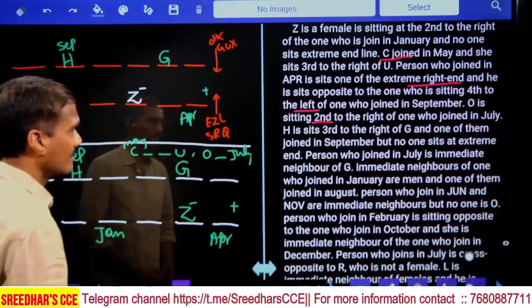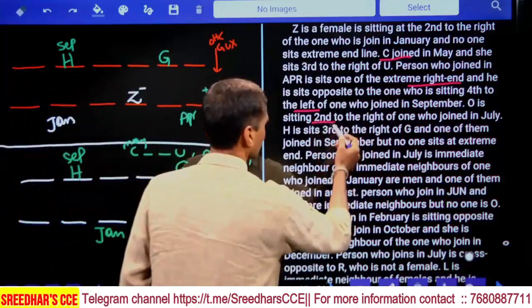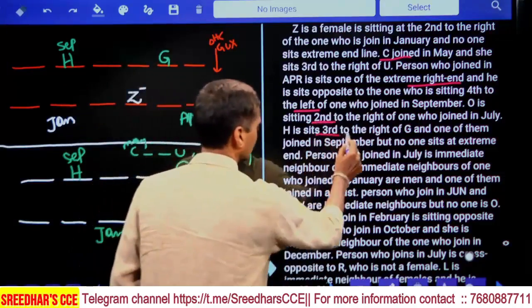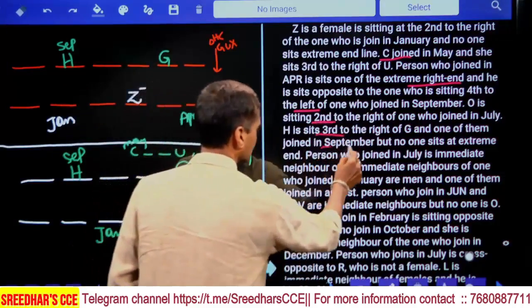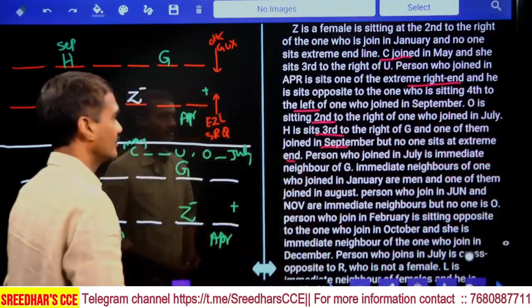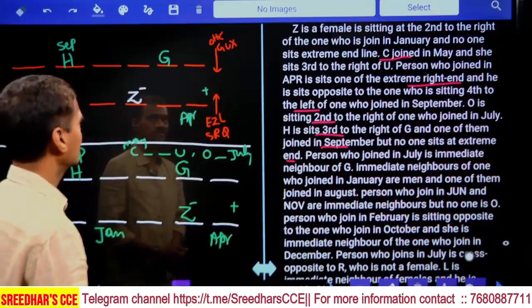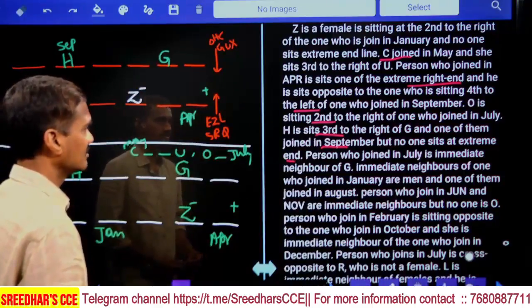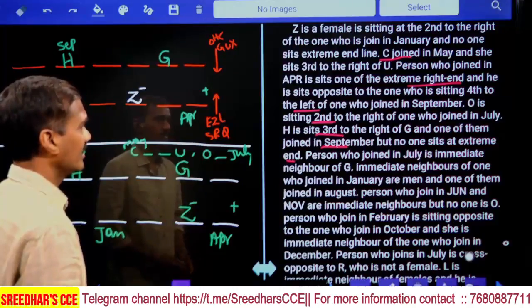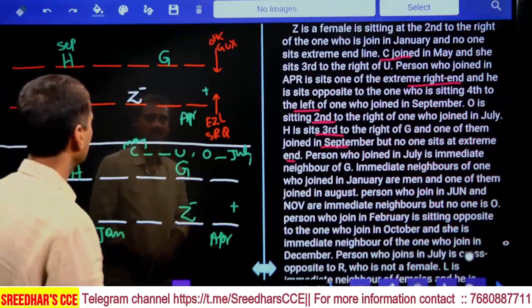And next one, second to the right of the one who joined it. O is seated second to the right of July. H is to the right of G, and one of them joined in September, but no one is seated at the extreme end. That is also valid. And the person who joined in July is an immediate neighbor of G.